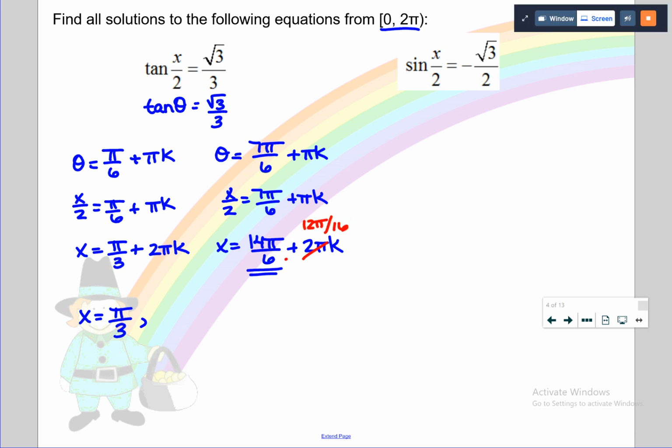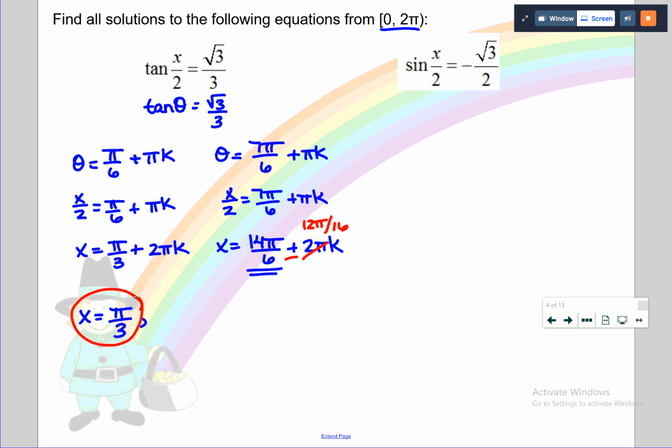So think of this plus like a plus or minus, okay? Because k is an integer, k could be positive, k could be negative. If I take 14 pi over 6 and I subtract 12 pi over 6, I get 2 pi over 6 or pi over 3, which we already have. Okay, so sometimes you'll get a different answer. In this case, we just got the same answer twice, so actually this is the only solution.